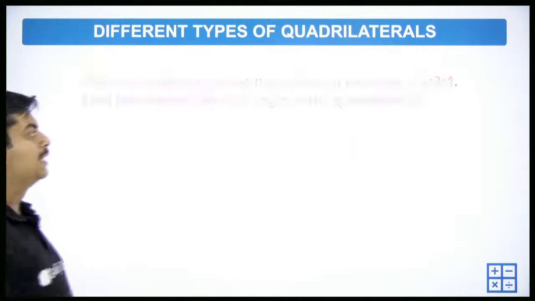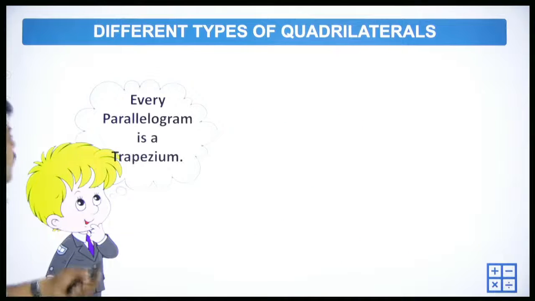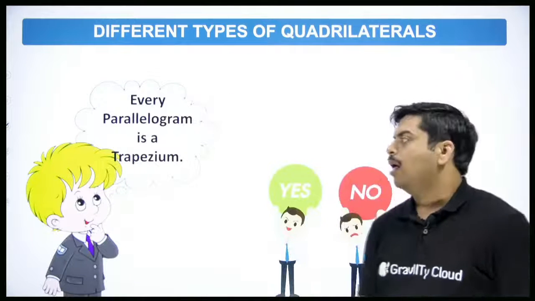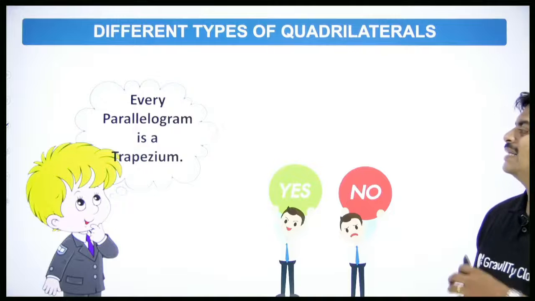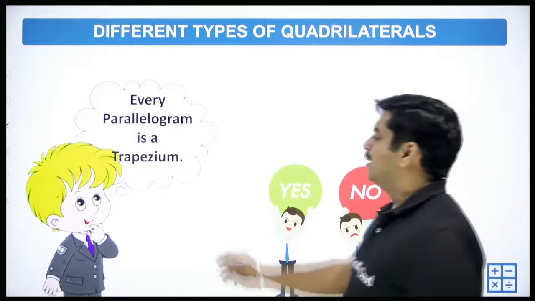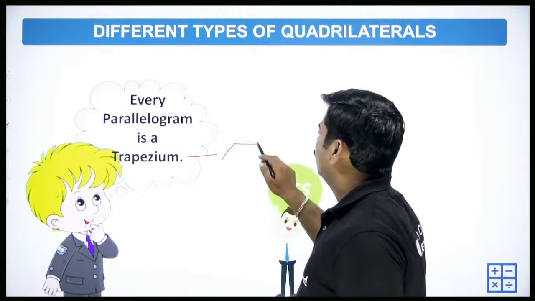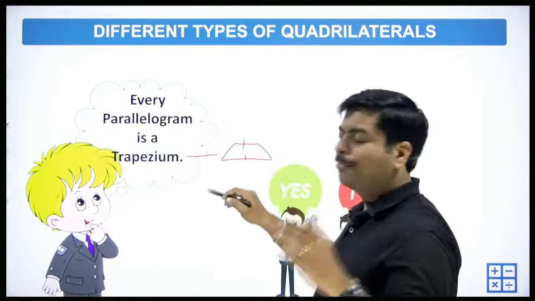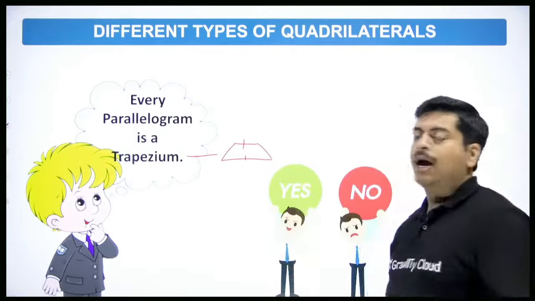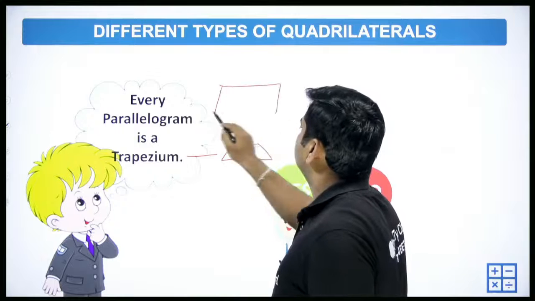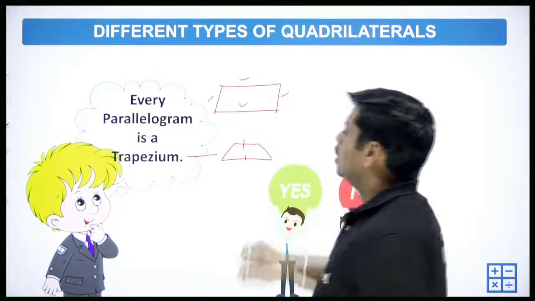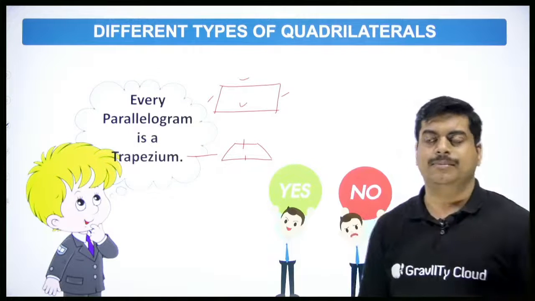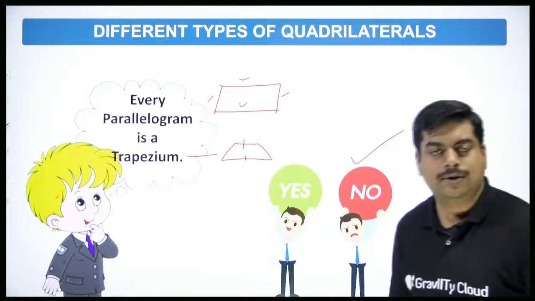Okay, so leaving all this, let's come back to the next concept. Every parallelogram is a trapezium. The question is, is this correct or wrong? Is it yes or no? I told you, trapezium means only one pair of opposite sides should be parallel. This one and this one should be parallel, not equal. But in a parallelogram, both pairs of opposite sides are parallel. So are these two the same? No, right? Every parallelogram is not a trapezium.